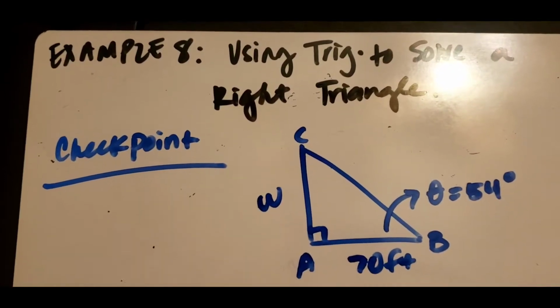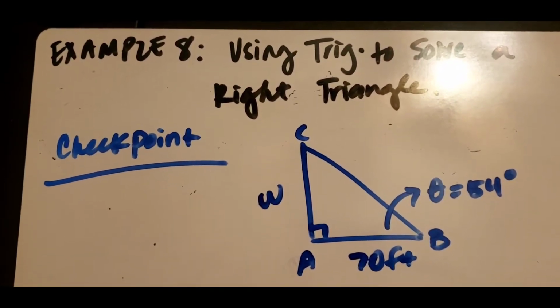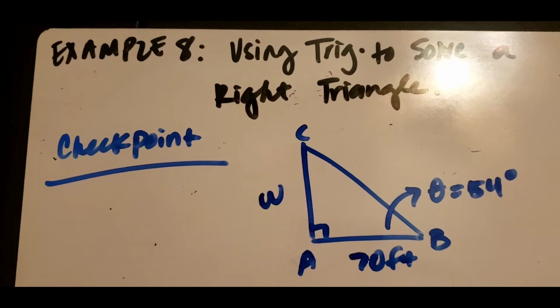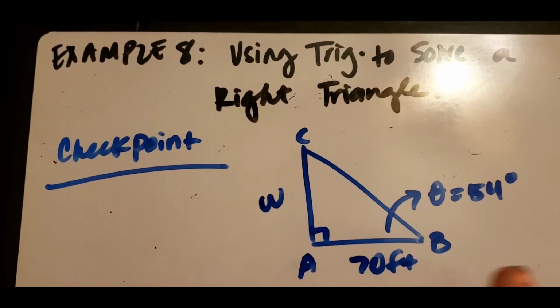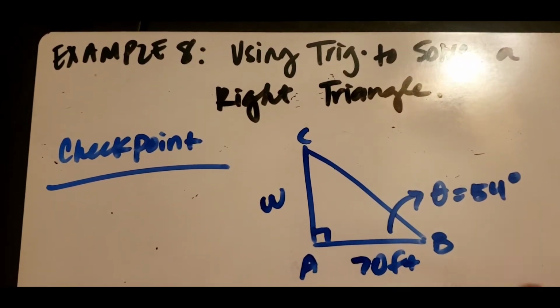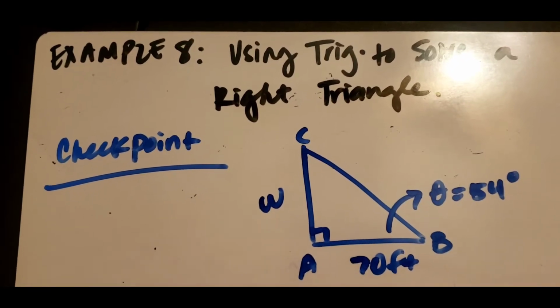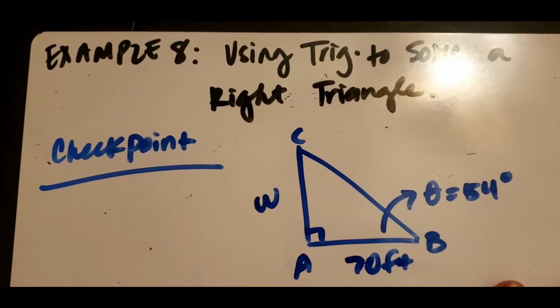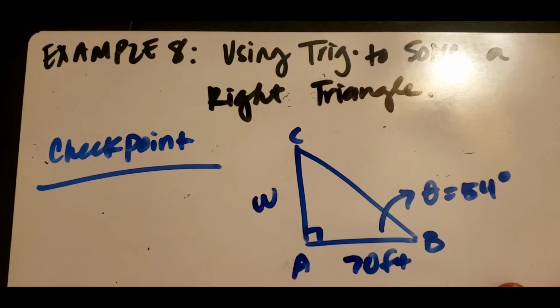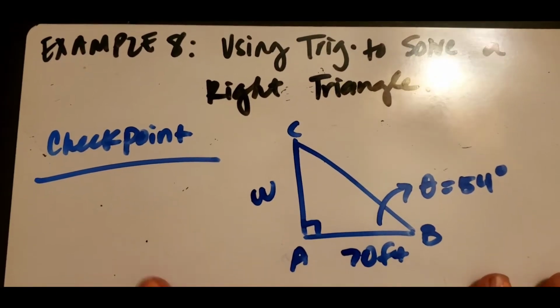All right, boys and girls, the next one that we're doing is example 8, and it's using trig to solve a right triangle. This should look very familiar because you've done it in Integrated 2, so it's kind of been a while. But this is when you were first introduced to the trig ratios, sine, cosine, tangent, through SOHCAHTOA. Okay, so here we go.